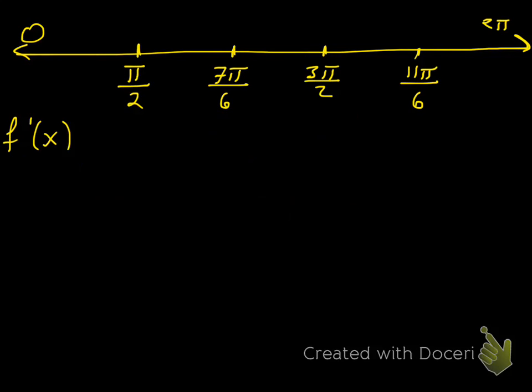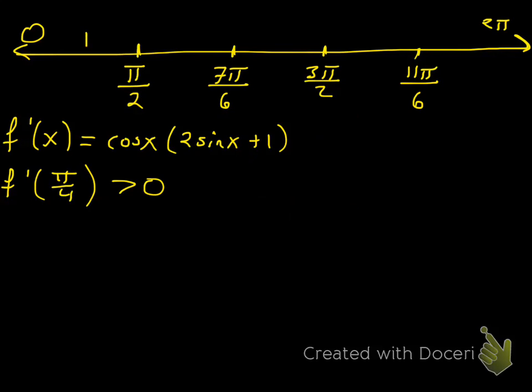So f prime of x was equal to 2, well, I'm going to write it in this form, I guess. Cosine x times 2 sine x plus 1, and that might be a little bit easier to tell the positive or negative. Alright, so we're going to test something in the interval 0 to pi over 2. Something easy would be pi over 4. Cosine of pi over 4 is going to be root 2 over 2. Sine of pi over 4 is also root 2 over 2. So we're going to have positive times positive, which is positive. So we're positive in the first interval.